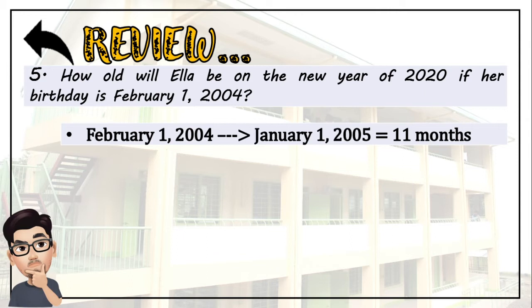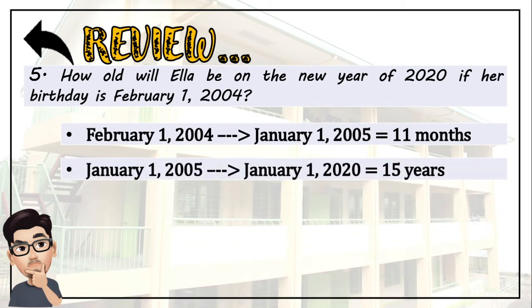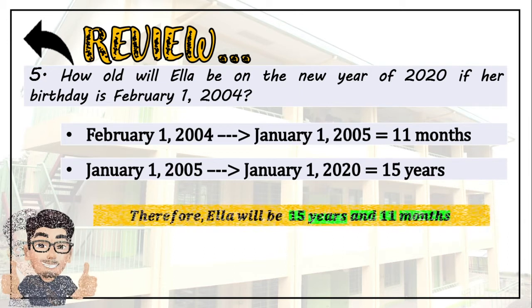So from February to January of the next year, that will be 11 months: February, March, April, May, June, July, August, September, October, November, December, January. And starting from January 1, 2005, going to January 1, 2020, there are 15 years. So adding them up, we have 15 years and 11 months. So therefore, Ella is 15 years and 11 months on the new year of 2020.